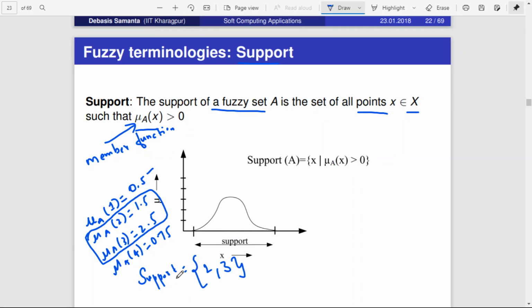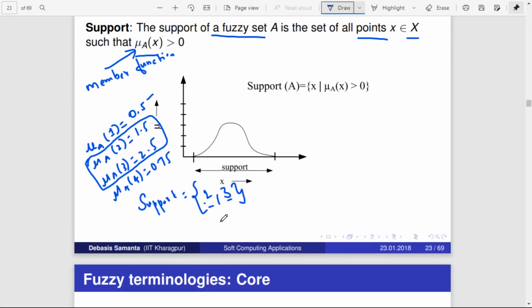Basically the content of a support is a crisp set. The support of a fuzzy set A is a set of all points x belonging to the universal set such that the membership function of x is greater than 0, but the resultant set will be a crisp set, because it has fixed values. There is no overlap in this. Okay, so this is how support is defined.